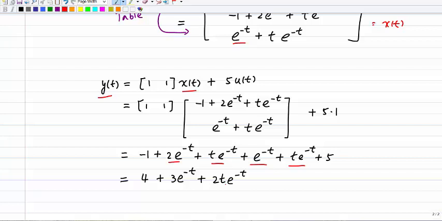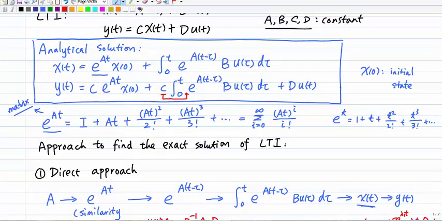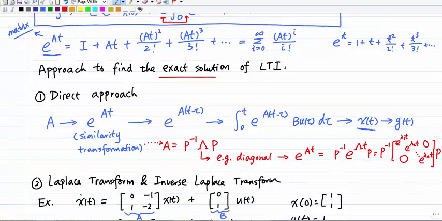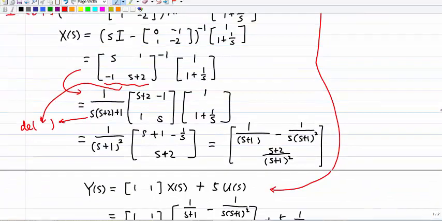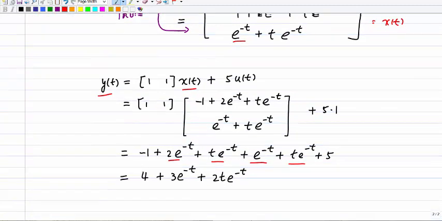Generally speaking, for a linear time invariant system, it's not very challenging to figure out the solution, including the analytical form. For the exact solution, you can use a direct method, an analytical solution, to find the exact form of the solution, or you can also use a Laplace transform and inverse Laplace transform to find the solution. Either way would be fine. However, for a linear time invariant system, it can be challenging. I'll talk about the solution of the linear time invariant system in the next video.